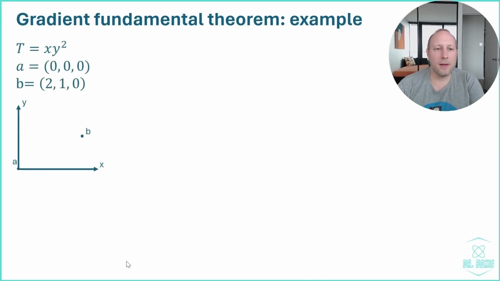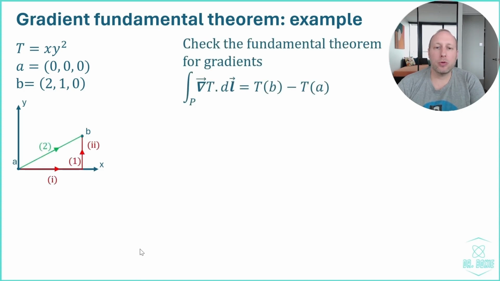We consider the scalar field T given by xy squared and two points A and B, where A is the origin and B is the point (2, 1, 0). We want to check the fundamental theorem using two different paths going from A to B. So we're going to calculate the left-hand side of the theorem, the line integral, on the one hand, and on the other hand T(B) minus T(A), and check that we indeed get the same results.